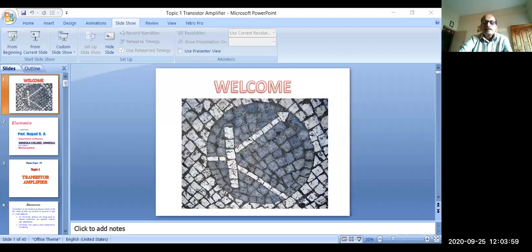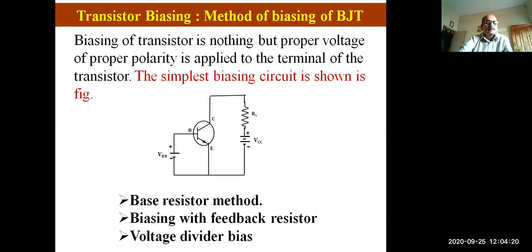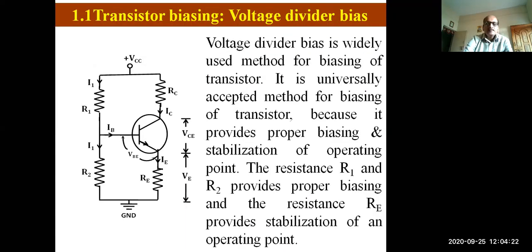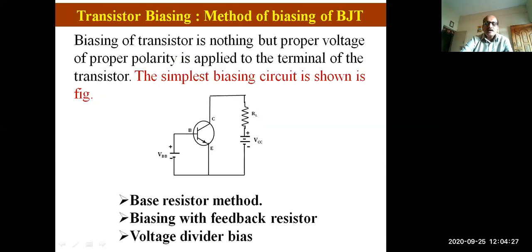We know that, in topic 2, transistor biasing, we have seen the construction of a transistor. Also, there are different types of biasing of a transistor. We know that: base resistor bias method, biasing with feedback resistor, voltage divider bias method.